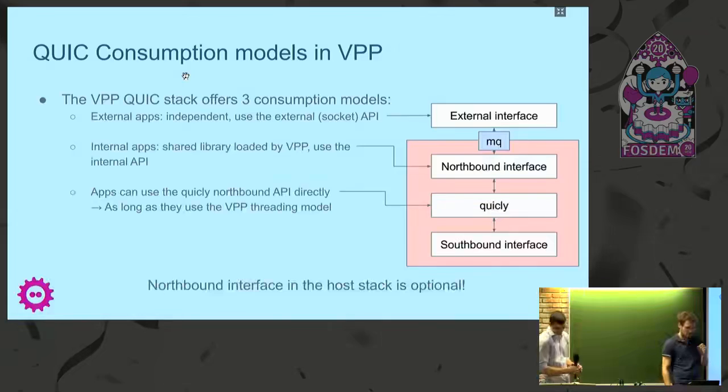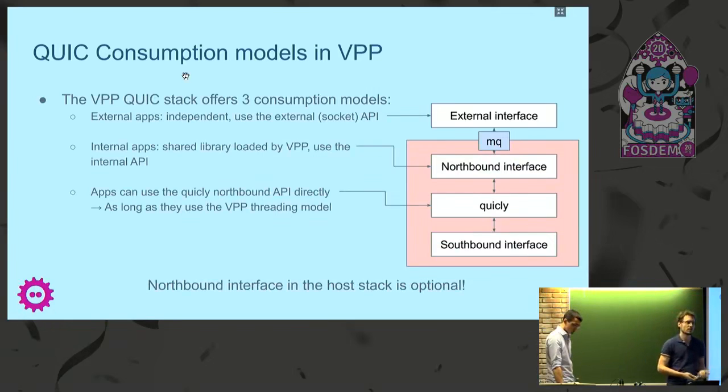This model is quite interesting because it provides three different consumption models from a client application. You either can write an external app that's independent using the socket API we described. You can also write an internal app because VPP provides a large range of plugins that integrates directly with the internal API provided as standard C functions inside of the code base. But you can also integrate directly with the interface provided by QUIC. So that allows us to be very modular and to adapt to different use cases.